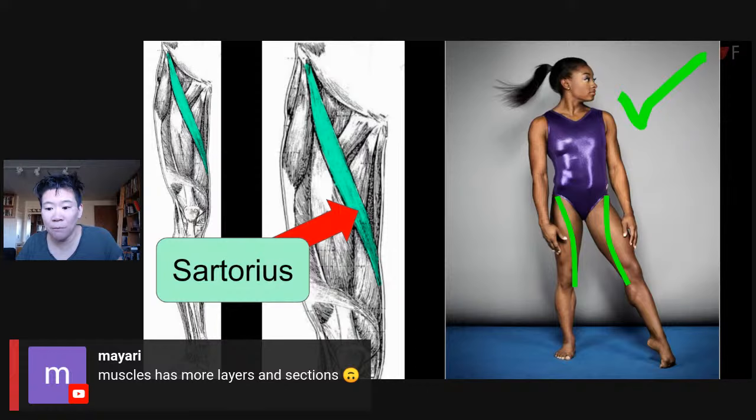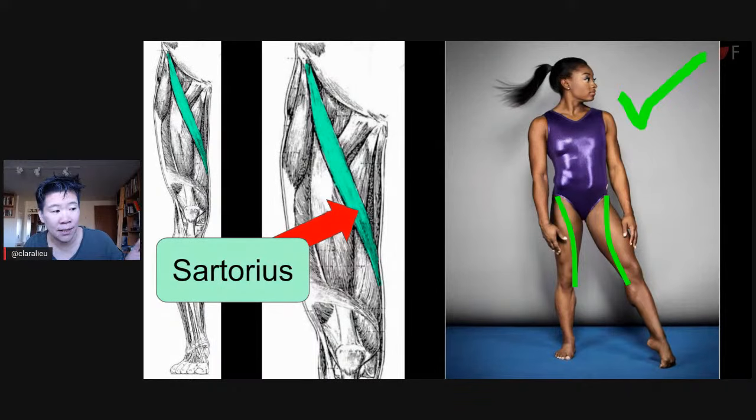Mayari says muscles have more layers and sections. It's the layering that is hard, because if you look at the Sartorius, it goes right over a bunch of muscles. And that's what people have trouble understanding, is that it's not just one muscle next to another, it's one muscle over another. And then which direction are they going in? So that's where it gets complicated with muscles.